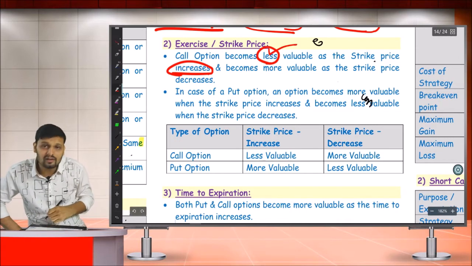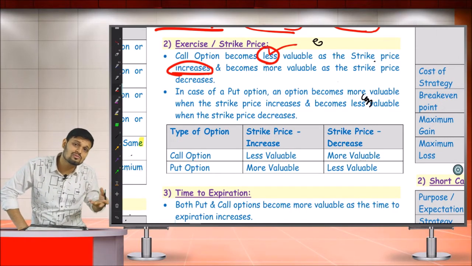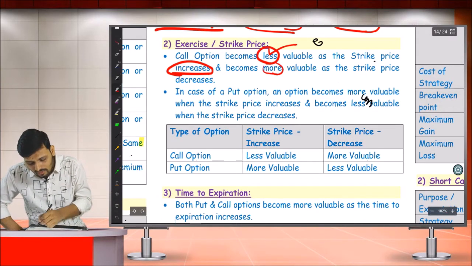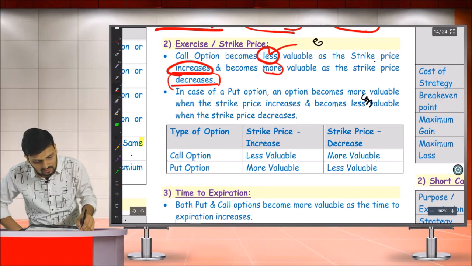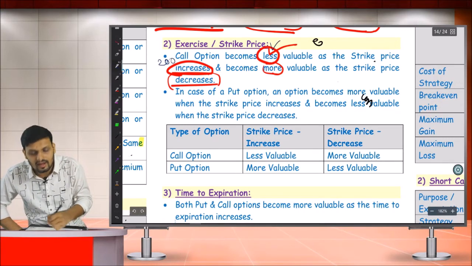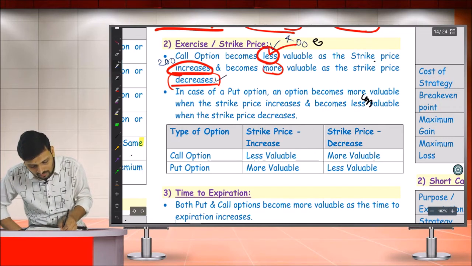If it is out of the money, it will become less valuable because you will have to pay less premium, right? What does less valuable mean? You will have to pay less premium. And it becomes more valuable as the strike price decreases. So, if you keep the strike price at 200, it will become less valuable. That is, you will pay only 4 rupees as premium. If you keep your strike price at 190, you will have to pay even 7 rupees of premium.